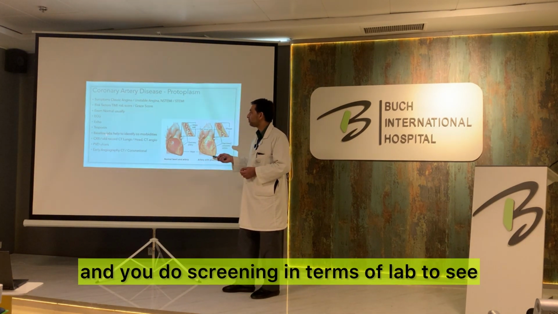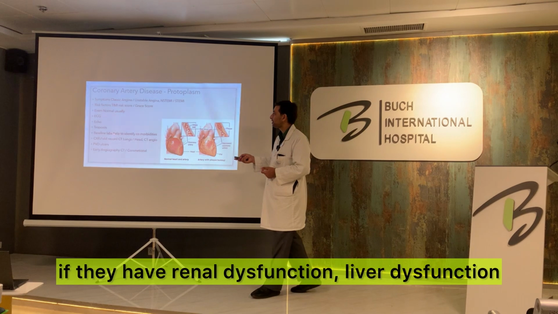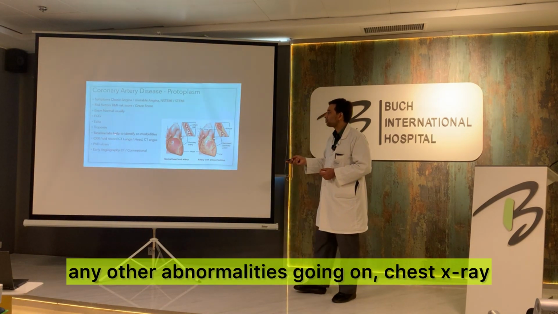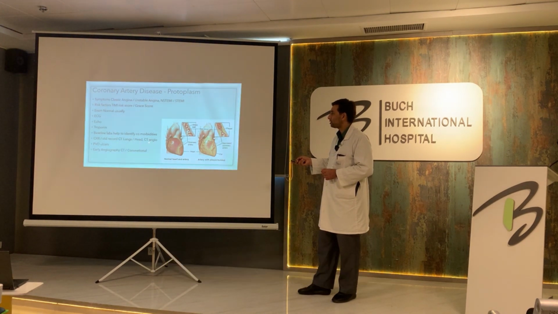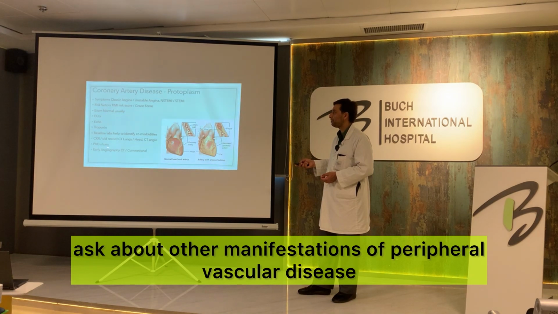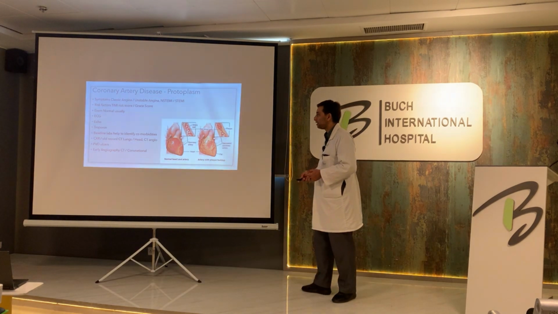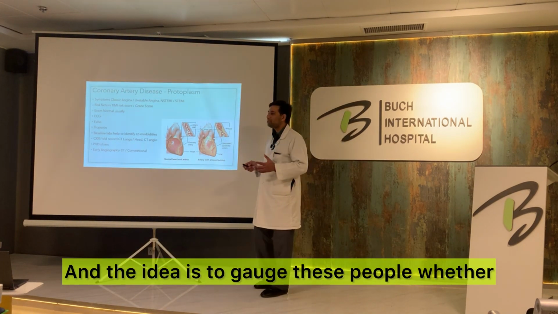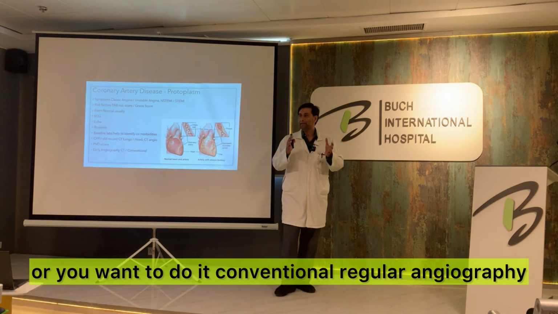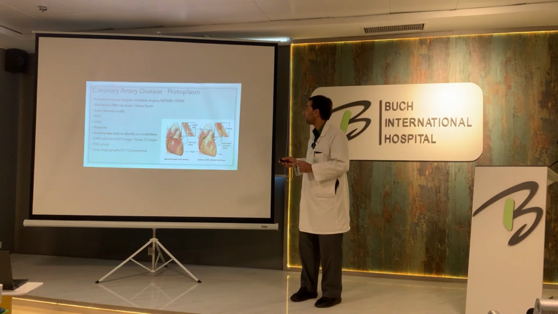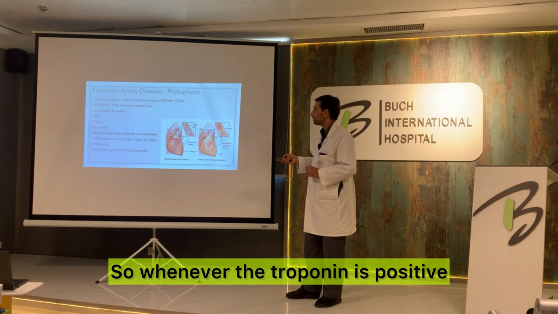You do a chest x-ray and you do screening in terms of labs to see if they have renal dysfunction, liver dysfunction, any other abnormalities going on. Chest x-ray, CT lung, COPD changes, head CT for prior strokes, CT angio if anything is done. Ask about other manifestations of peripheral vascular disease, ulcers on the feet. And the idea is to gauge these people, whether you want to do a CT angiography or a conventional regular angiography.